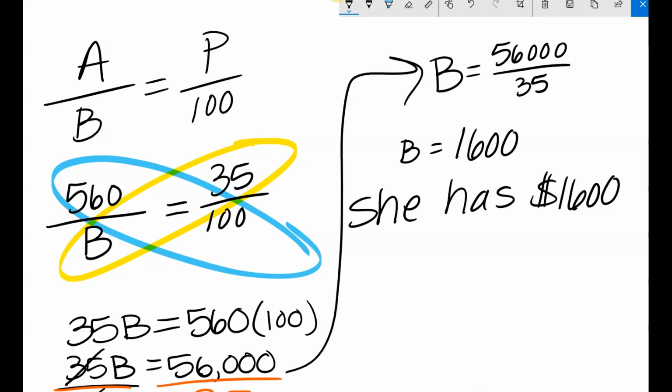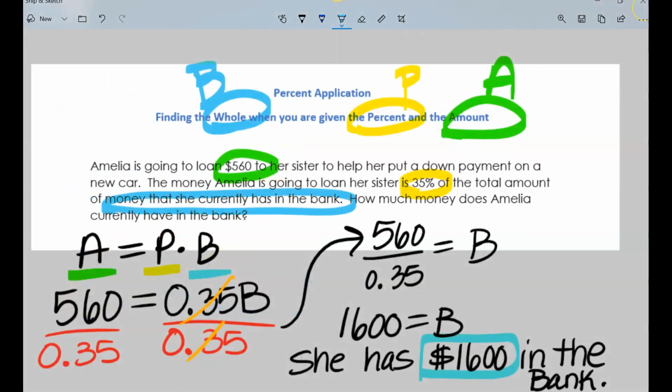So she has $1,600 in the bank. So if you remember, that was the same answer as the last problem that we did, or the same problem. It's the same answer as when we solved it using the A equals P times B method.